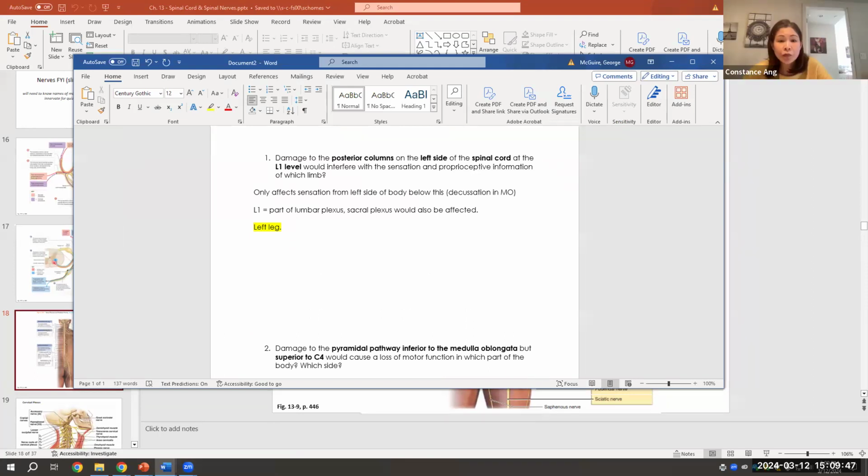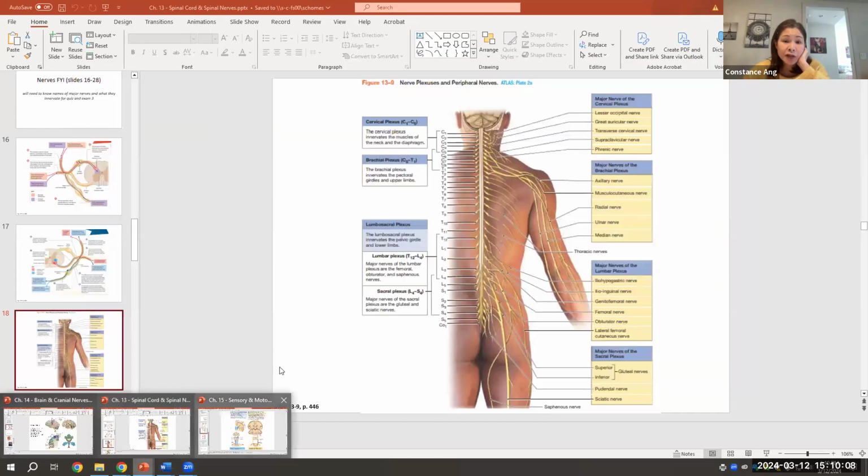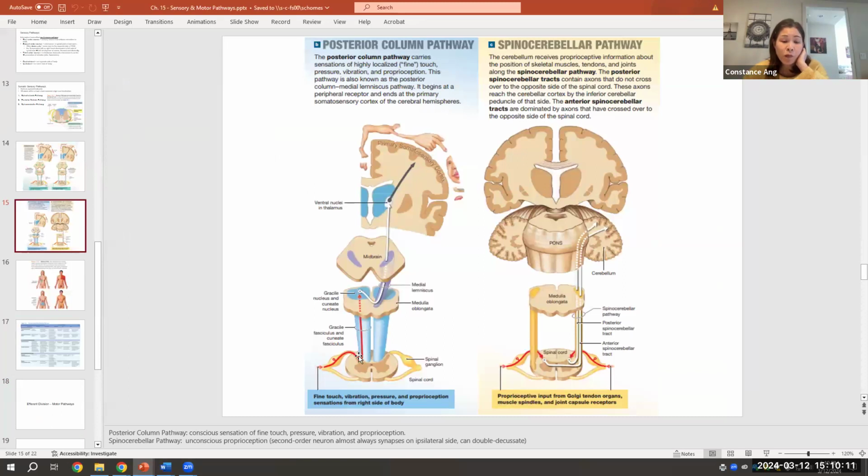I think our group thought it was the right leg because of the decussation at the medulla oblongata. This information coming up from the right is going to cross to the posterior column. The posterior column on the left side will be receiving information from the right leg because of the decussation at the pyramids. So the sensory information is traveling up the ipsilateral side until the medulla oblongata, and then it crosses to the contralateral side.